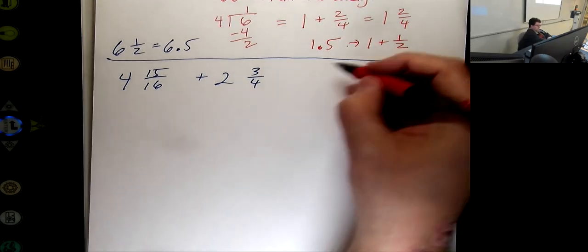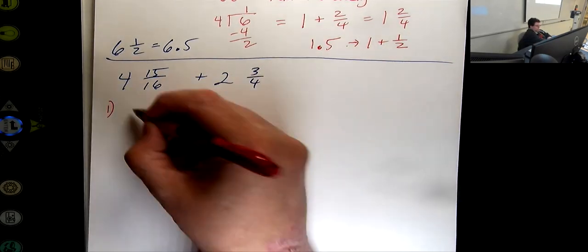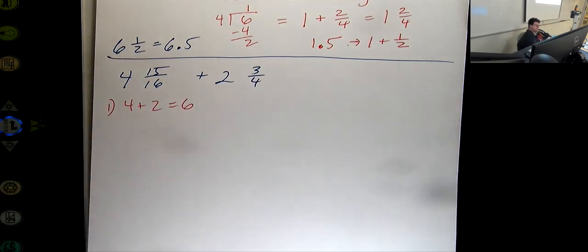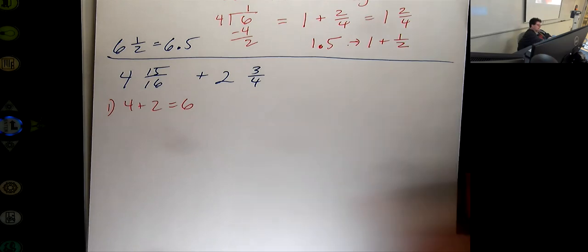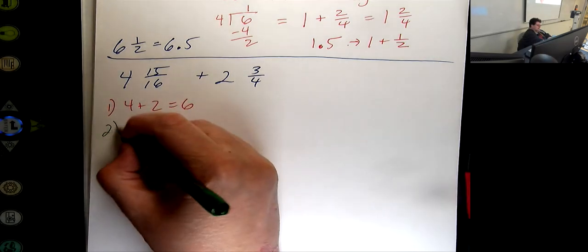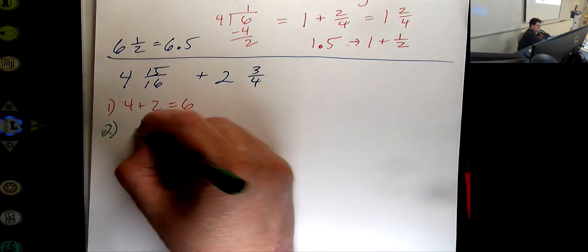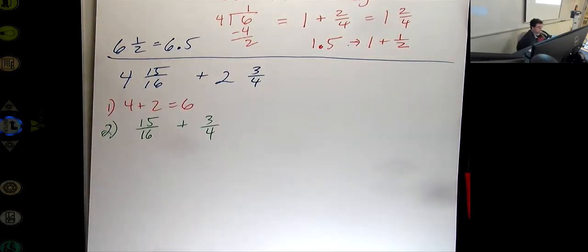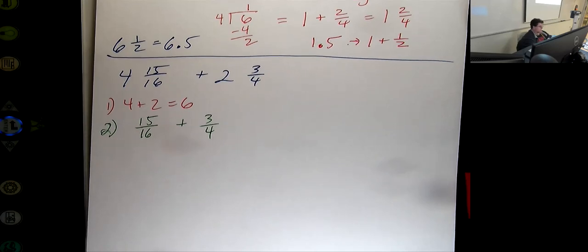So let's follow what we did here. The first thing we did was add the whole numbers. 4 plus 2 is 6. Second thing we did is we added the fractions. 15 over 16 plus 3 over 4. But in order to add, what should we do? We can't add them as they are, can we? Because the bottom isn't the same. So we need to make the bottoms the same.